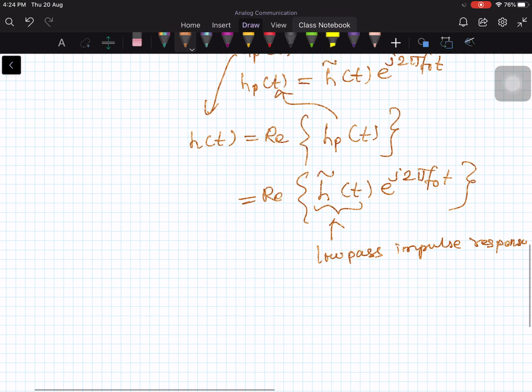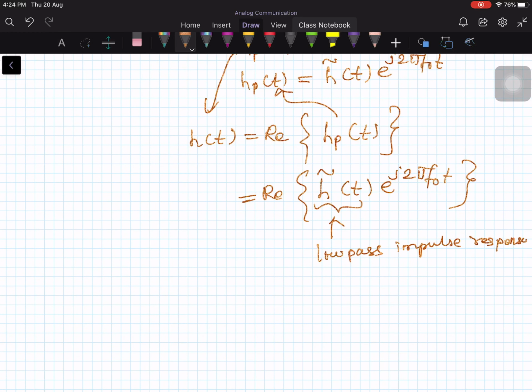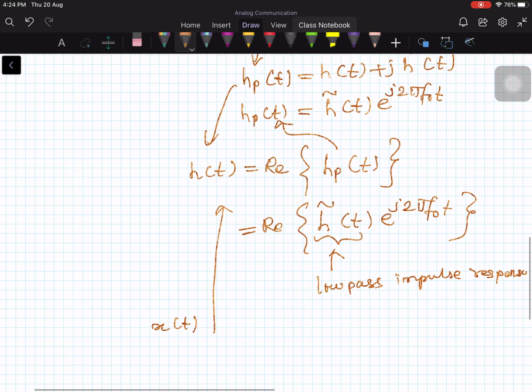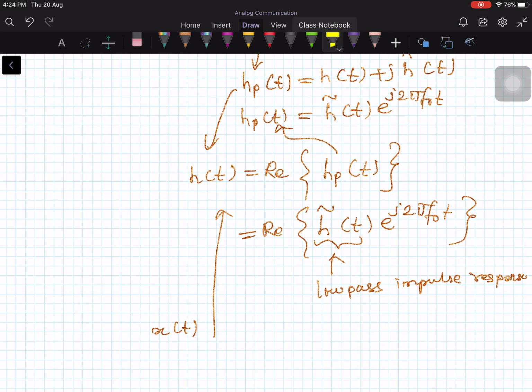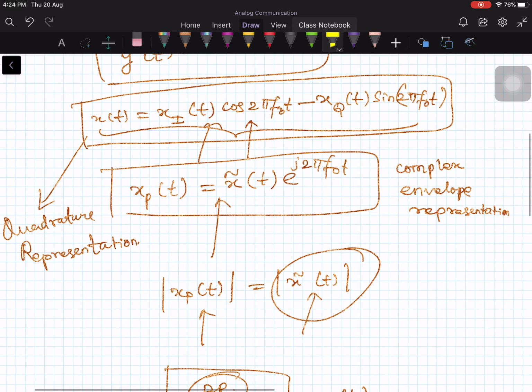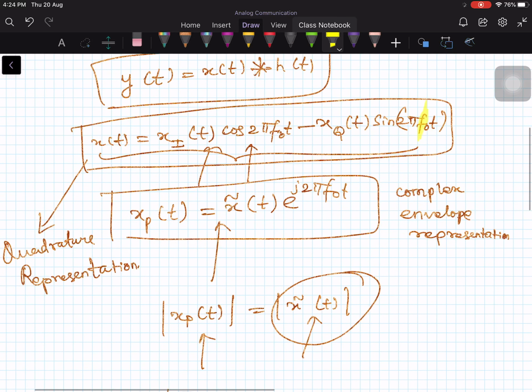Okay, so it's a fairly mechanical procedure. I am just repeating what I have already said for x of t. So whatever we did for x of t, the same thing I am repeating for h of t. And one more thing, here also I am keeping the frequency f naught in the standard bandpass representation, because the input signal as well as the system both are operating at the same center frequency.